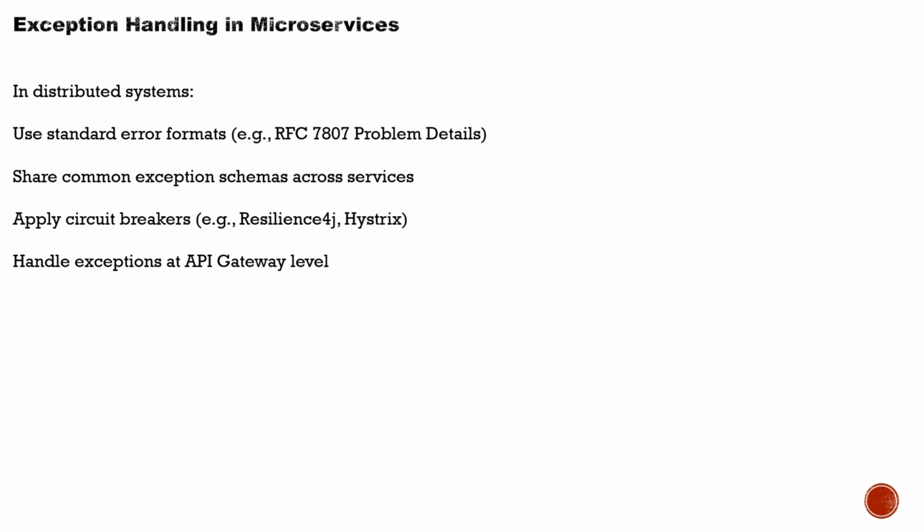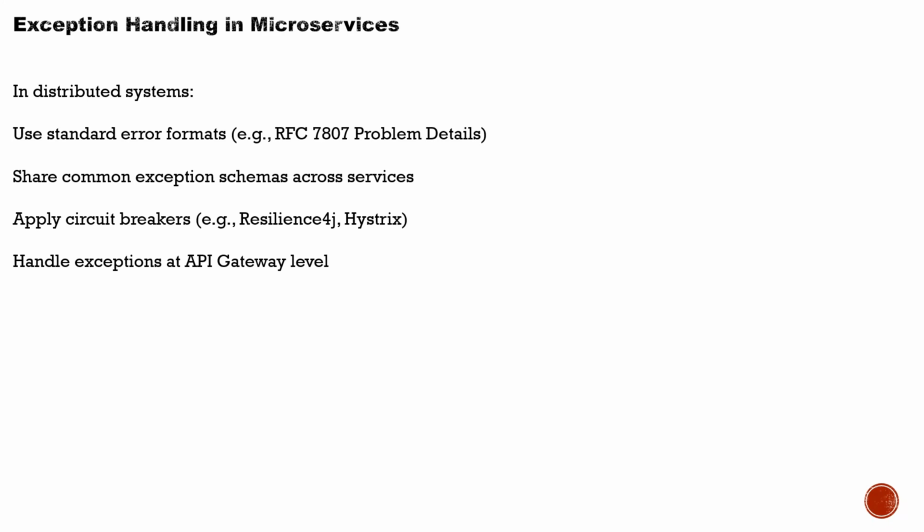Now exception handling in microservices. We talked about general exception handling in Spring Boot and Java, right? Now in a distributed system, when you're dealing with microservices, you are dealing with multiple services across different cloud environments. Now what you can do is use standard formats like RFC 7807 problem details. You can share some common exceptions across the microservices, so that every microservice which has a similar kind of exception can be taken care of. Now you can actually apply the circuit breaker design pattern.